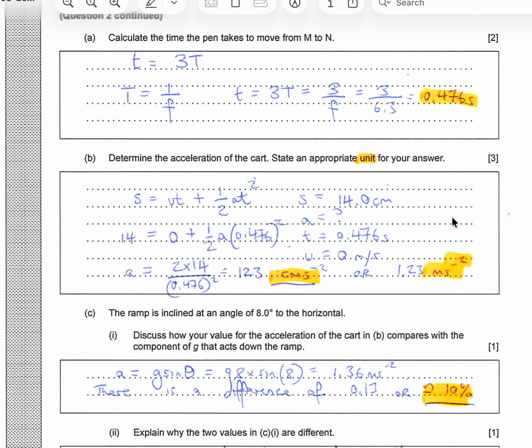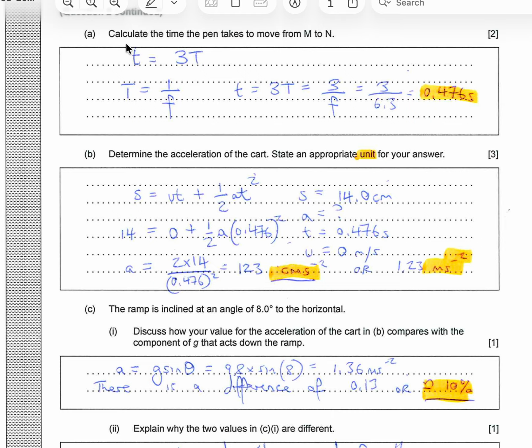First thing to do is to remember that the time is 3 periods, and 1 period is 1 over f. So if we take our 3 periods, that's going to give me 3 over f, 3 over 6.3, and it's going to give me 0.476 seconds. That's to 3 significant figures. You could do it to 2 significant figures here if you like as well.